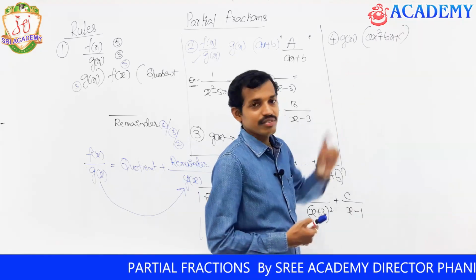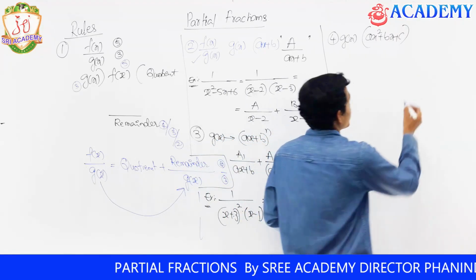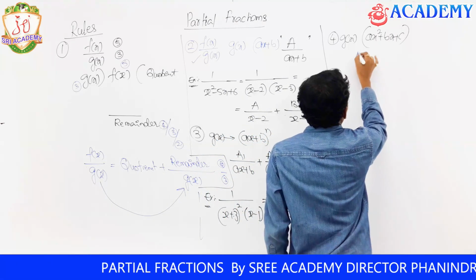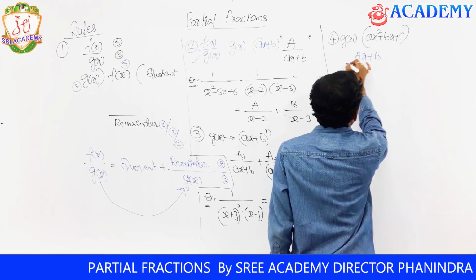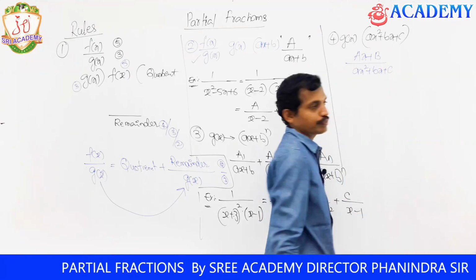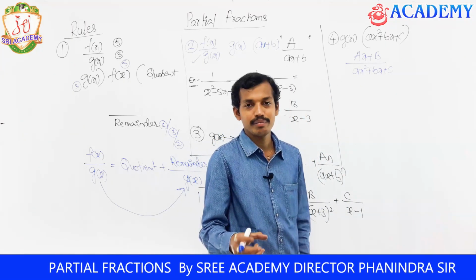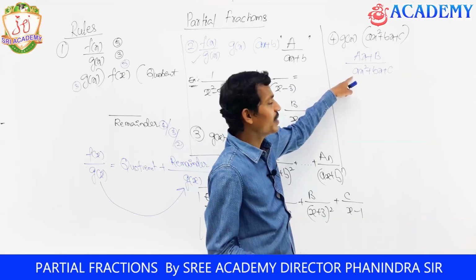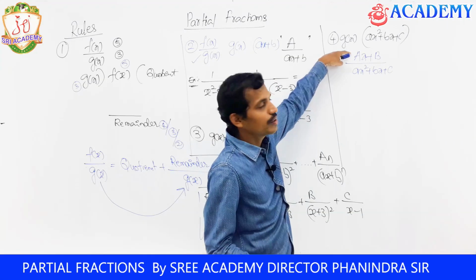The corresponding partial fraction for ax square plus bx plus c is (ax plus b) divided by (ax square plus bx plus c). Here in the denominator we have degree 2 and in the numerator degree 1.